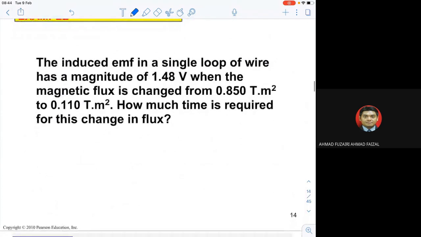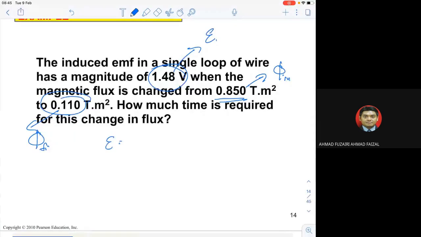Okay, so let's do some examples. The induced EMF in a single loop of wire has a magnitude of 1.48 V. So this one should be EMF. When the magnetic flux is changed from 0.850 Tesla meter square, so this should be flux, and this one is initial, to 0.11, so this one is final. How much time is required for this change in flux?